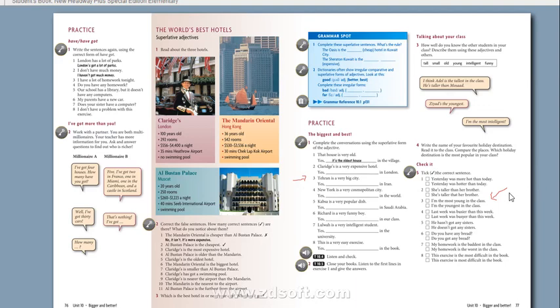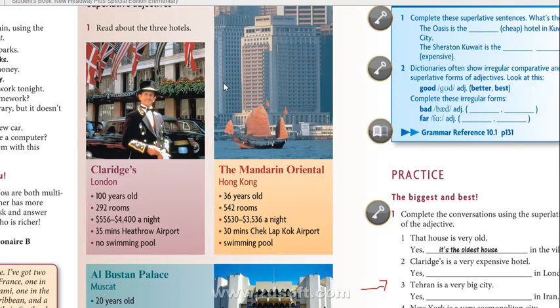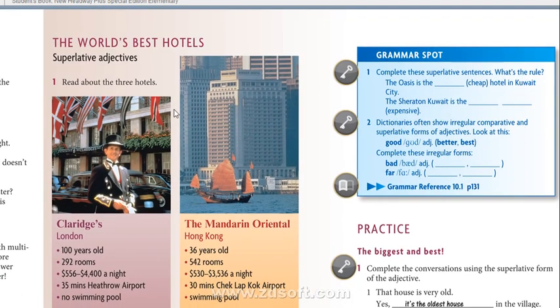Well, once again, in Unit 10, New Headway Plus Elementary, page number 76, 77. This time we start with superlative adjectives. Before, we worked with comparative adjectives. So, what is a superlative adjective? When we compare a person or a thing with more than three things or with many altogether, then we use a superlative form of the adjectives.